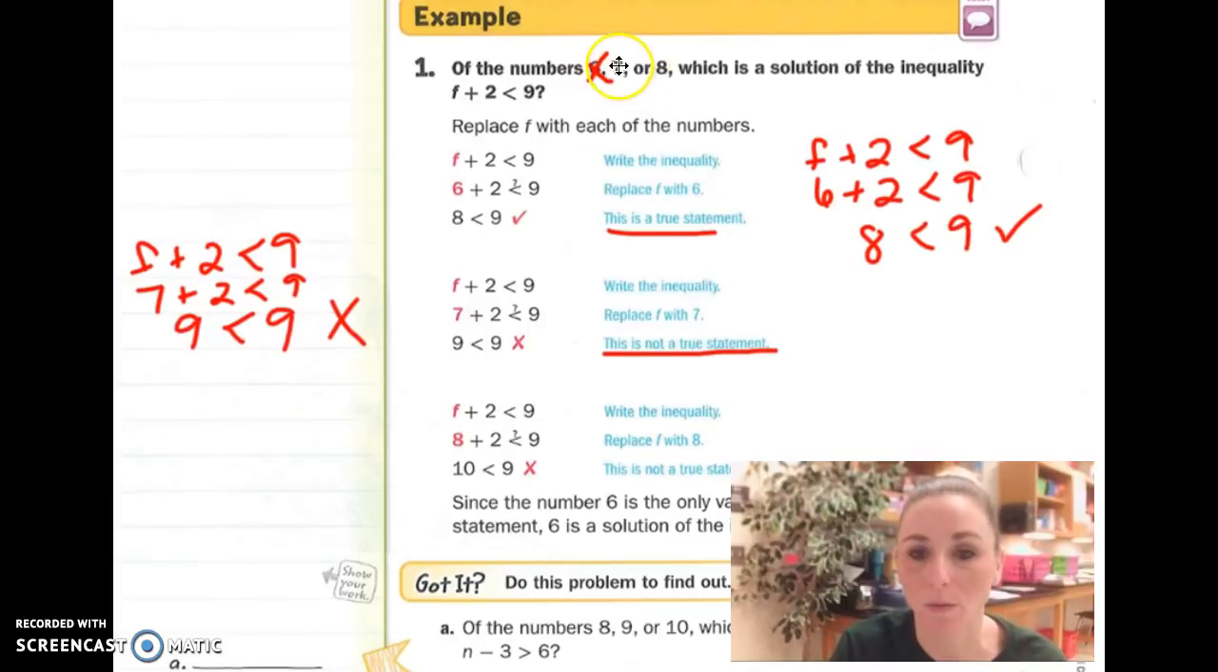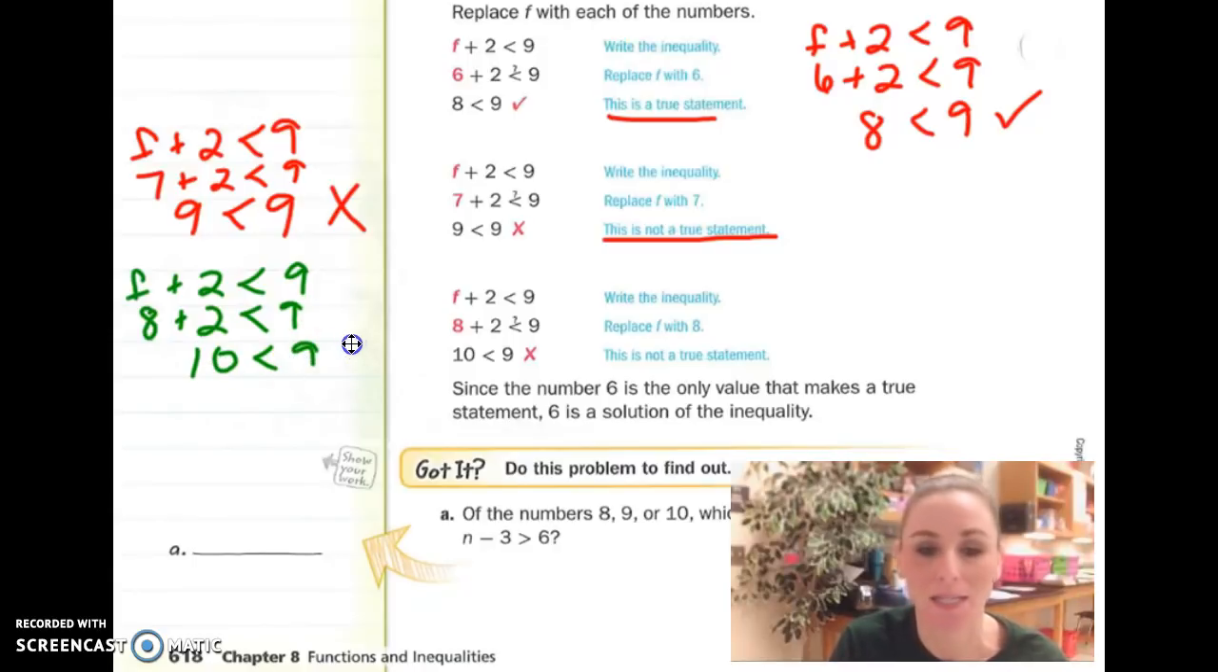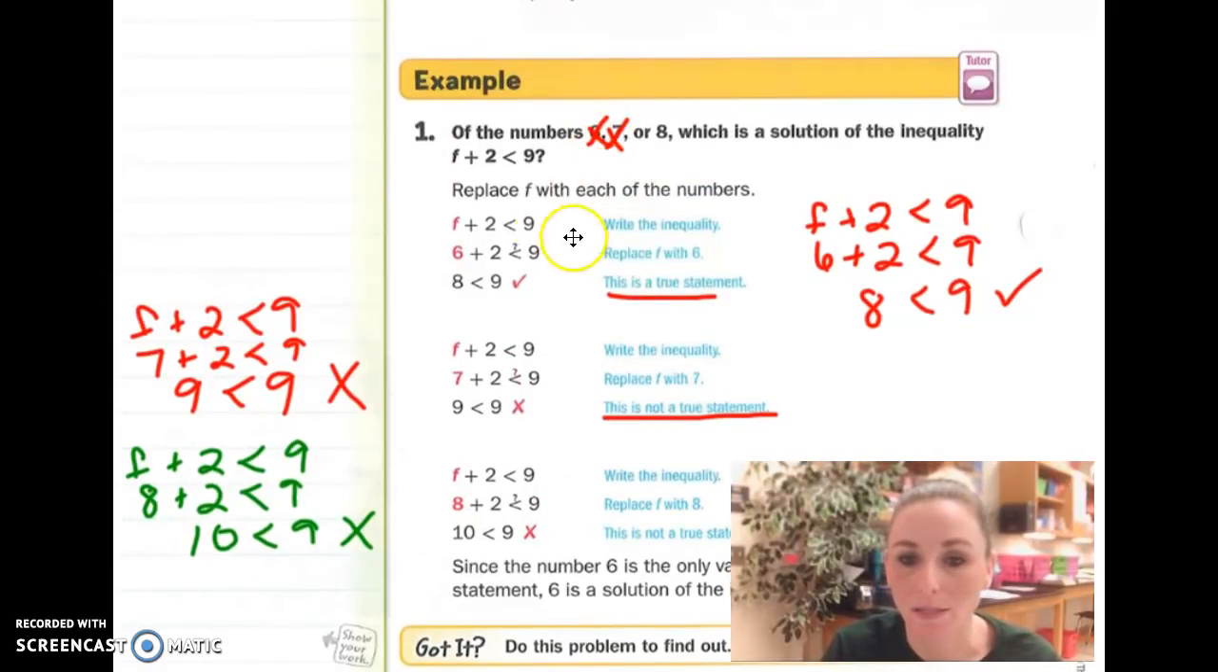We're going to replace this one with 8. So we're going to have f plus 2 is less than 9, and we're replacing the variable with 8. So 8 plus 2 is less than 9. 8 plus 2 is 10. Is 10 less than 9? No, that is not true. So the only one that worked here was 6. This one was the only one that made this statement true.